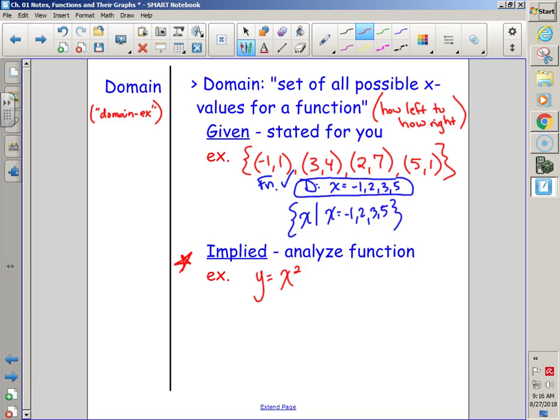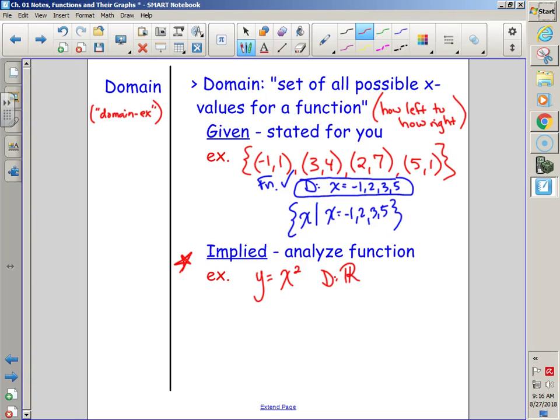All x's work? What if you plug in a positive number? You can square it. What if you plug in a negative number? You can square it. What if you plug in 0? You can square it. It's 0. Whatever x's you plug in, you're going to have y's that are real, that exist, so therefore the domain is super simple, all real numbers.